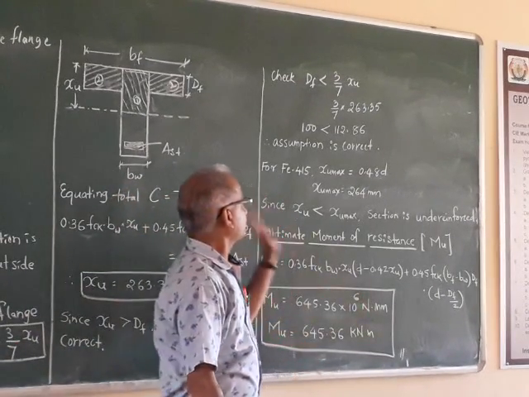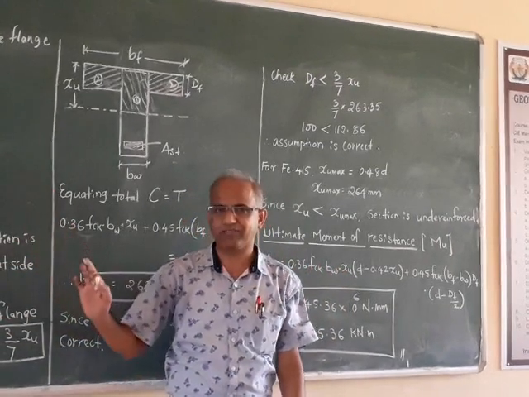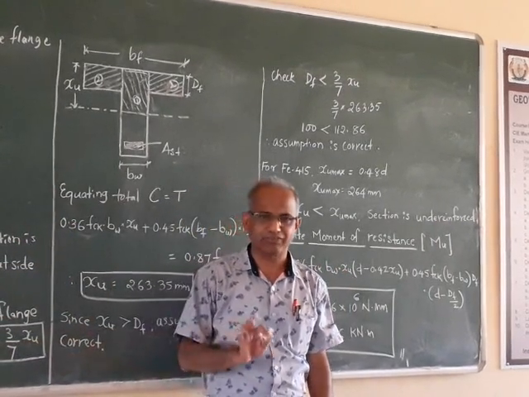Now one more condition we are going to check. No doubt, neutral axis is outside the flange, DF less than 3/7 XU.